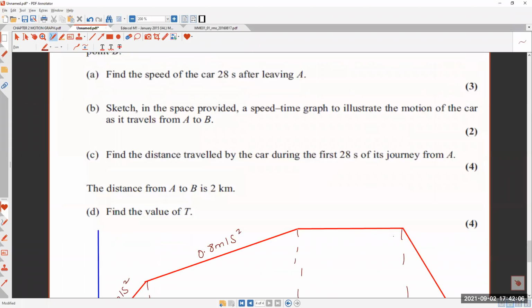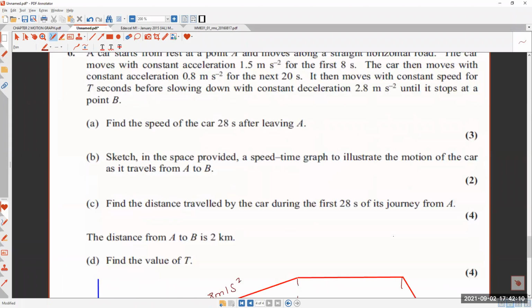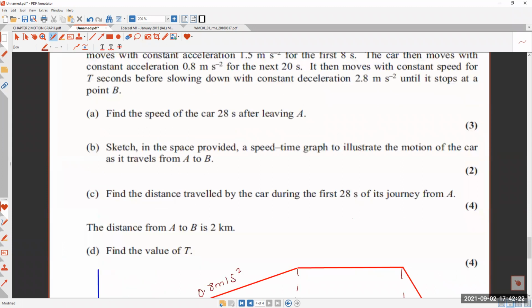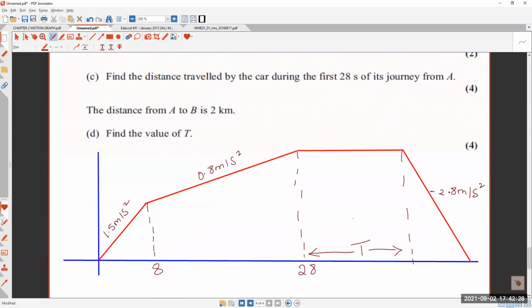Okay, then he is decelerating at 2.8 meters per second squared. So here it is minus 2.8 meters per second squared, until it stops at point B. Find the speed of the car at 28 seconds. Easy peasy.